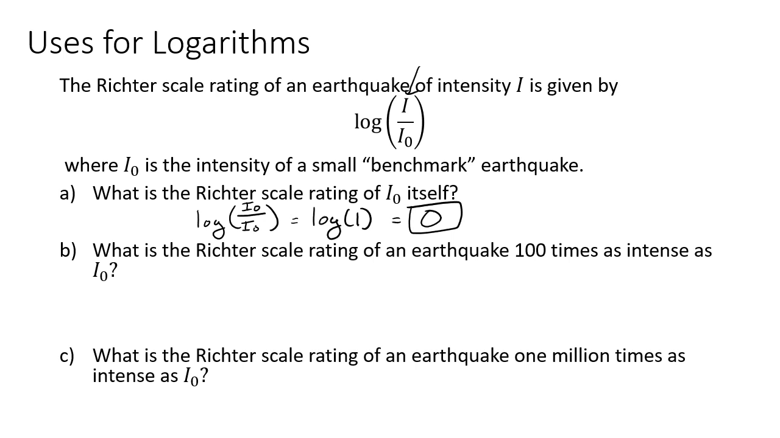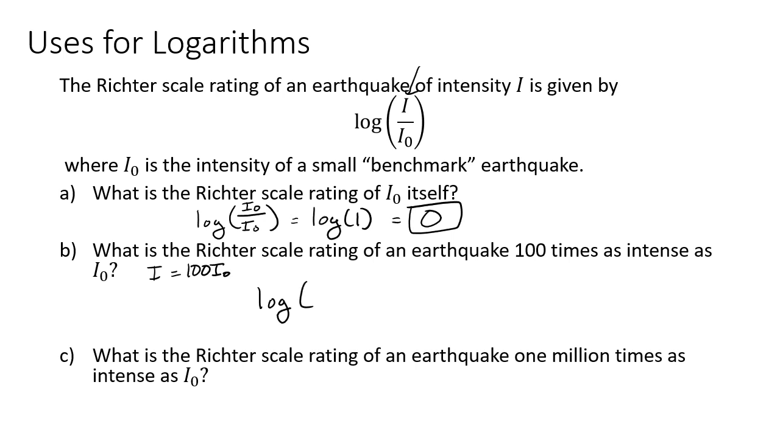For part B, we're asked, what is the Richter scale rating of an earthquake 100 times as intense as I0? In other words, the intensity of the earthquake we're measuring is 100 times the intensity of I0. Well, let's plug that into the formula and see what we get.